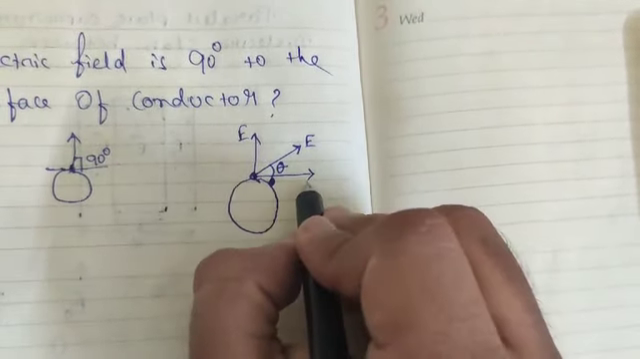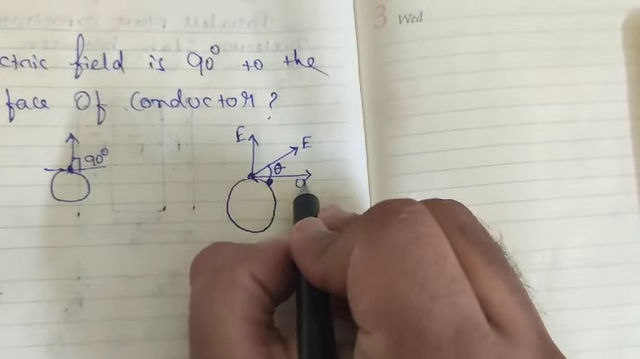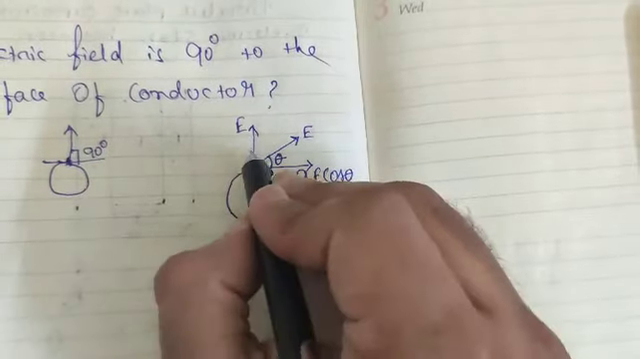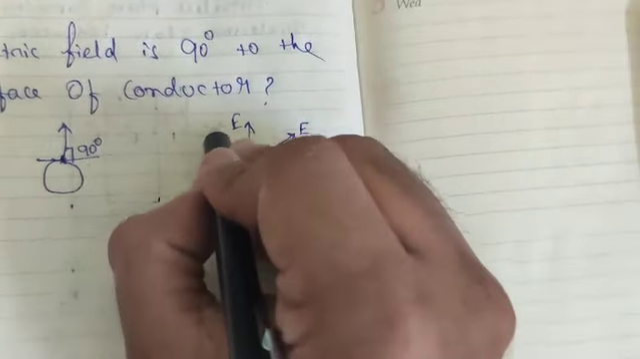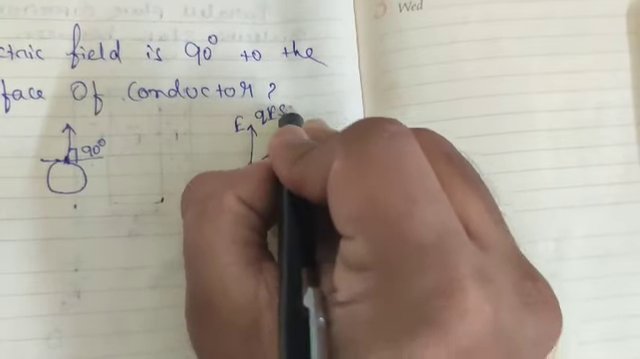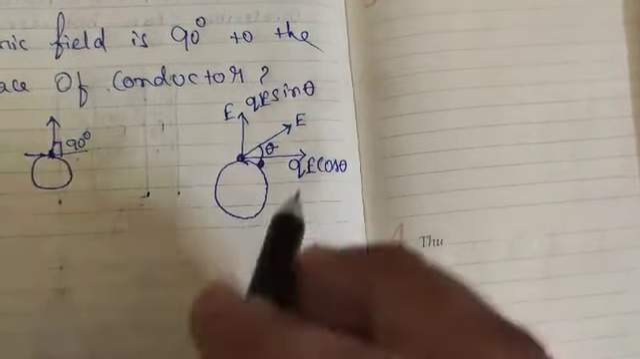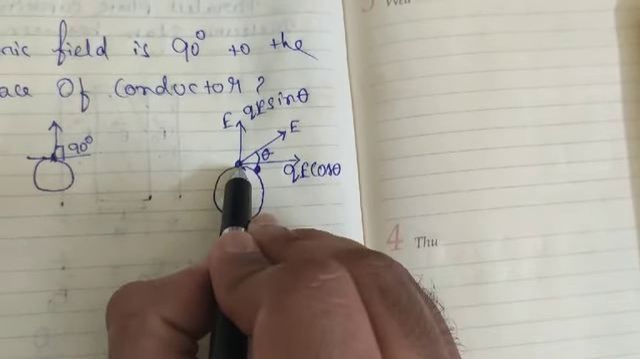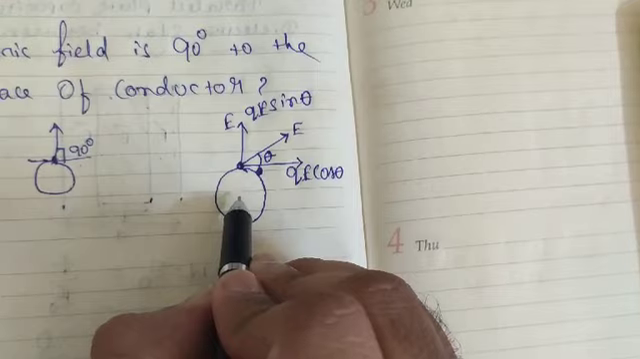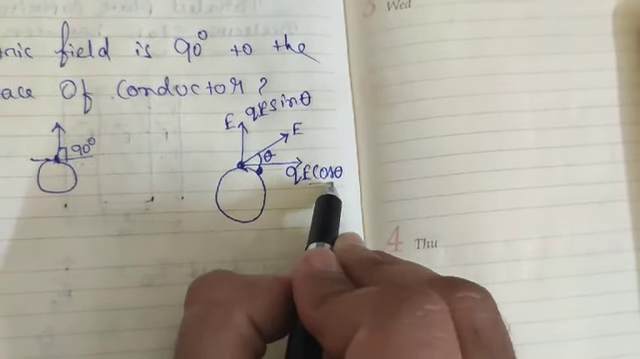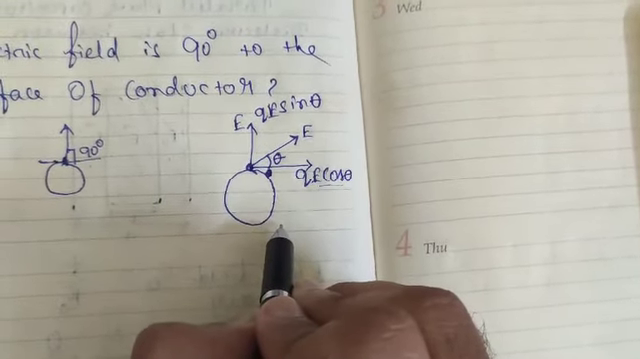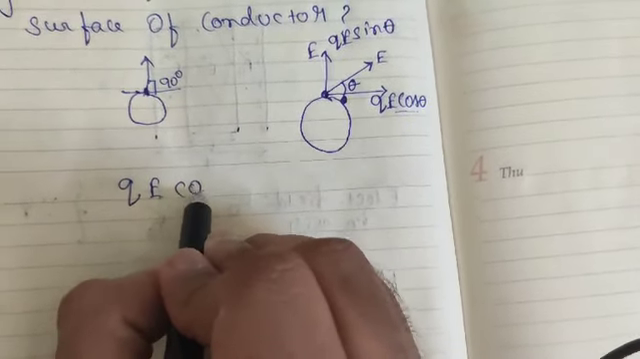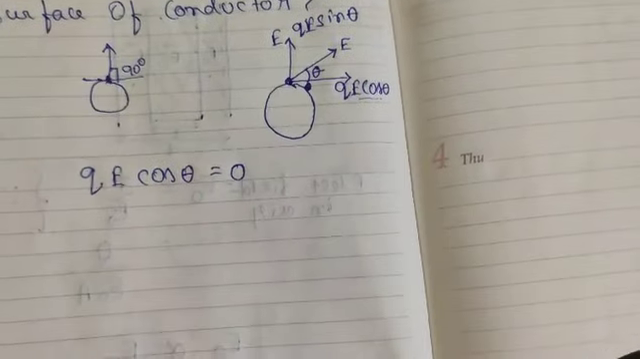How much force it will apply? If this angle is theta, it should be QE cos theta. The force should be QE cos theta, and 90 degree to it is QE sin theta, right? So why it is not, why this charge is not moving? Because this charge is not applying any force. Which force it is not applying? QE cos theta it is not applying, right? If it is not applying any force, you can write QE cos theta is equal to 0.